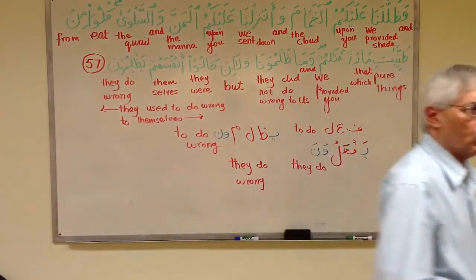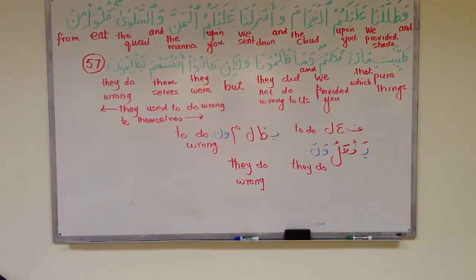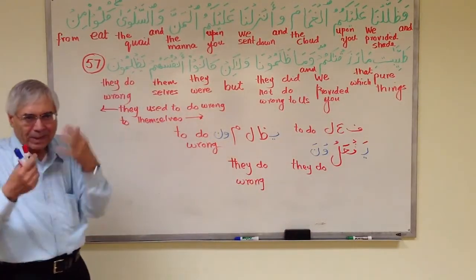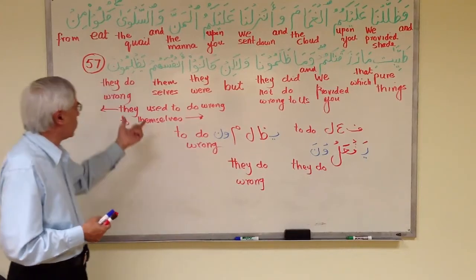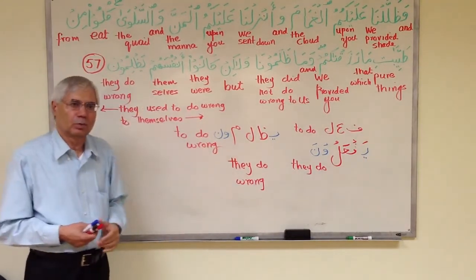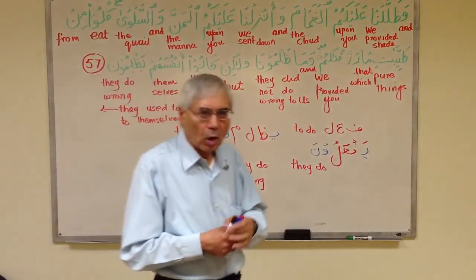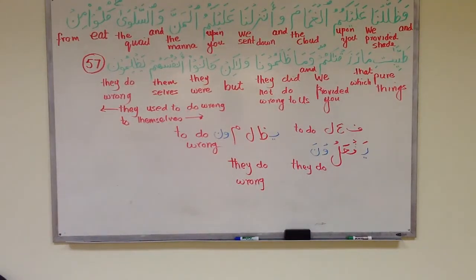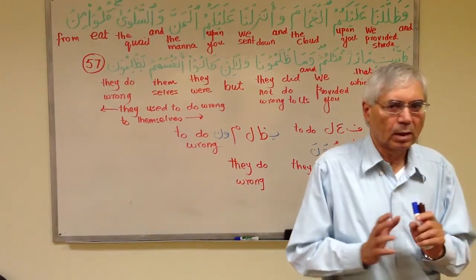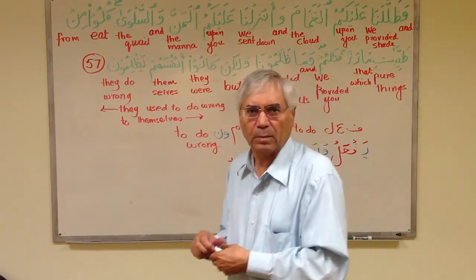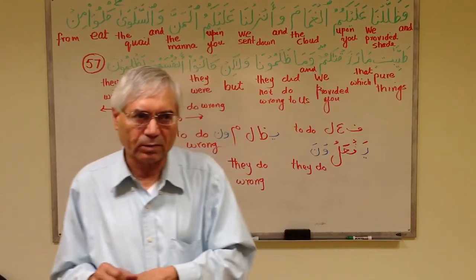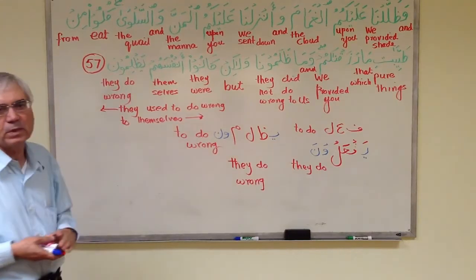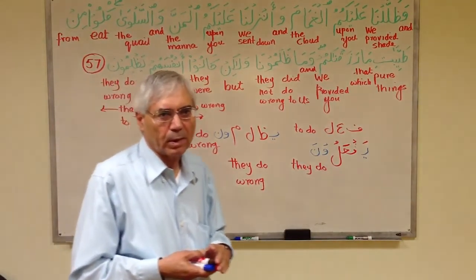Kanu and yazlimuna. One is past tense. Notice that Kanu is a past tense. And yazlimuna is present tense. Okay. So how to combine them in English? They used to do or they were doing wrong to their own selves. Okay. So Allah subhanahu wa ta'ala said that they did not do wrong to us, to Allah, but they did wrong to themselves. They did wrong to their own selves. Okay? So that's the end of this ayah, number 57. Okay? So inshallah we'll stop here unless there are any questions.